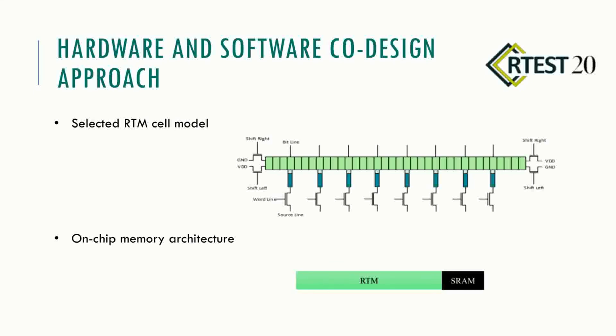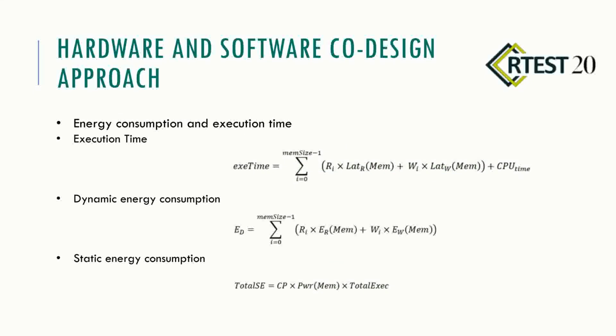Most of our on-chip memory architecture consists of RTM, and a small part of our on-chip memory is SRAM. Here you can see the formulas that we use to calculate or measure execution time, dynamic energy consumption, or static energy consumption of our memory architecture.